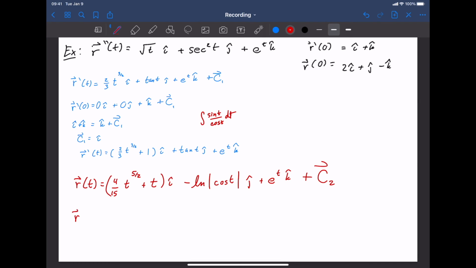Now we plug in 0 again. Plug in our new initial condition. I'm getting 0 in the i direction, 0 in the j direction, and yet again, 1 in the k direction, plus C2. So that means 2i plus j minus k is meant to equal k plus C2. Well, that means that C2, as a vector, must have been 2i plus j minus 2k.